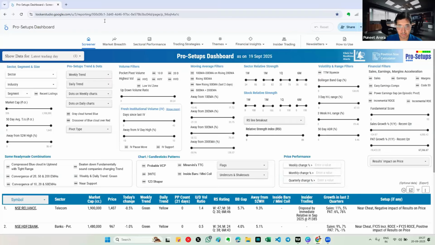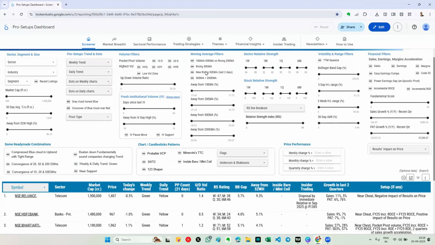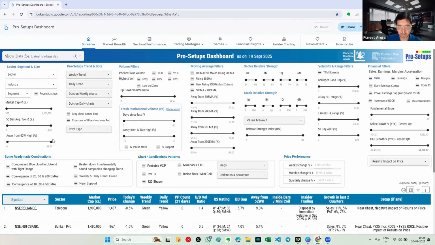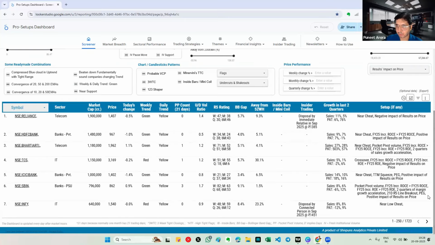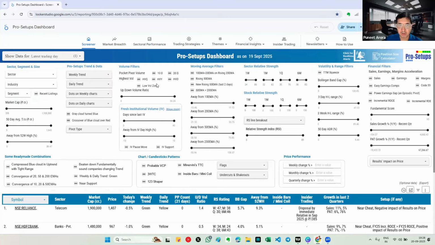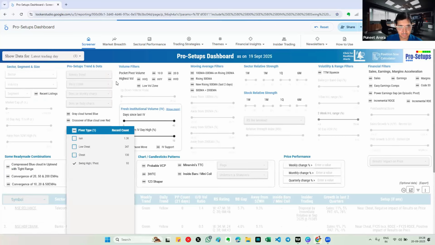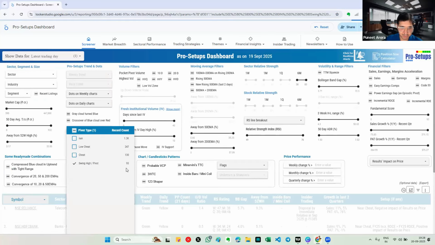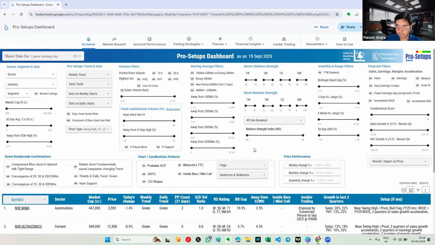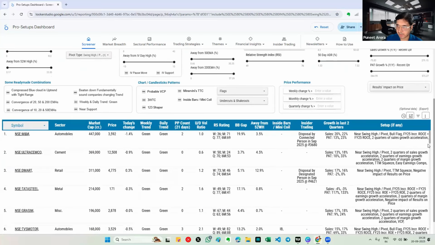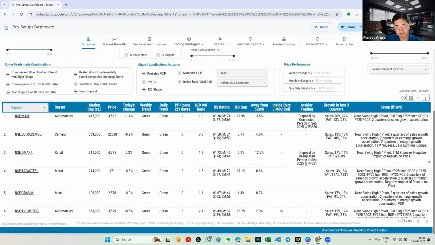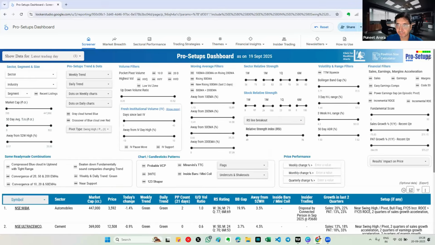Okay. Can you see the dashboard now? Yes. Right now we have over 1700 stocks in the dashboard. What you have to do is go to pivot type and click on swing high pivot setups only. This reduces the list to 93 stocks. So these 93 names are currently near those swing high breakout levels.